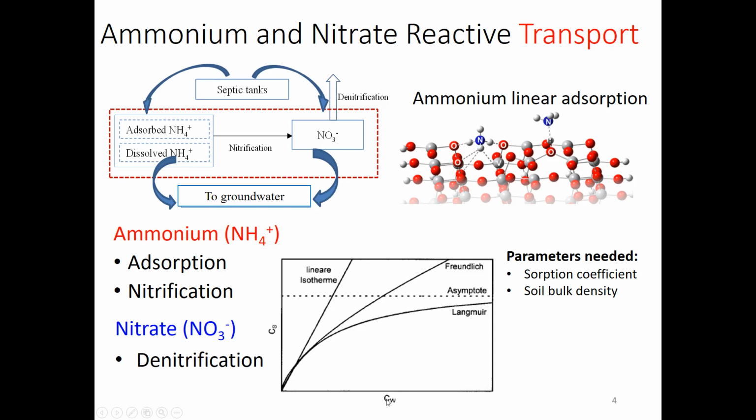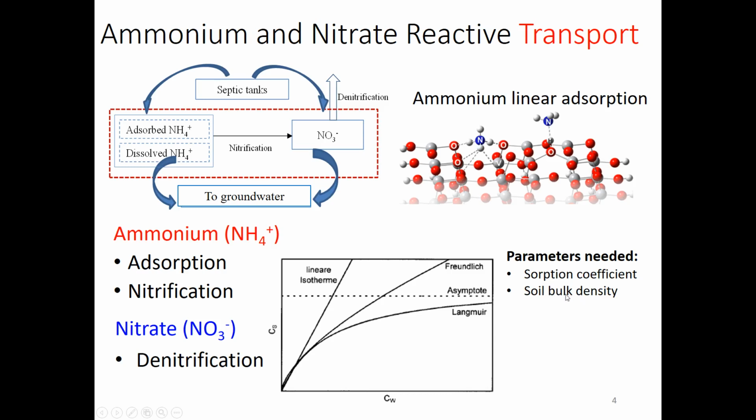For our case, because the concentration is always low, there should be no problem using the linear isotherm. But if you say it's too high and you don't want absorption to be too much, you can use Langmuir absorption. We don't have this Langmuir and Freundlich absorption, but it can be added. So for simulating absorption, you will need to tell VZMOD the absorption coefficient and the soil bulk density.